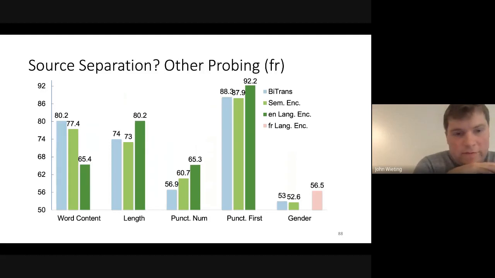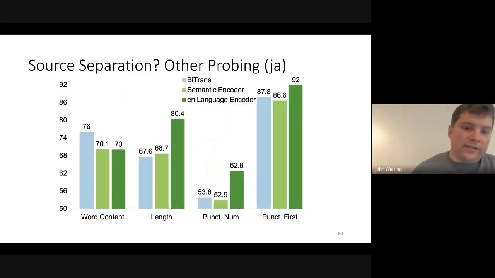For other probing tasks, we find a little bit of a reversal for certain things like punctuation and length, favoring the English-specific encoder. For gender, since French is a gendered language, you can look at which encoder is more responsible for predicting gender, and we found that to be the French language encoder. And for Japanese, again, the language-specific encoders are doing more of the heavy lifting, since they have to essentially be able to reconstruct their language in full, since so little is shared.